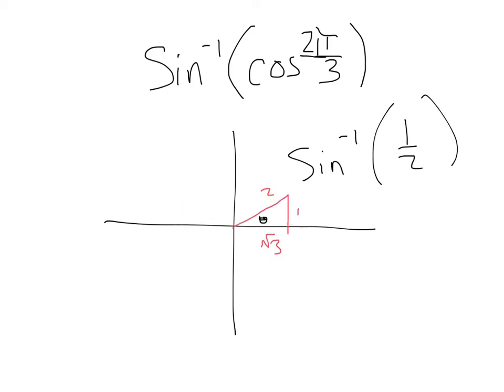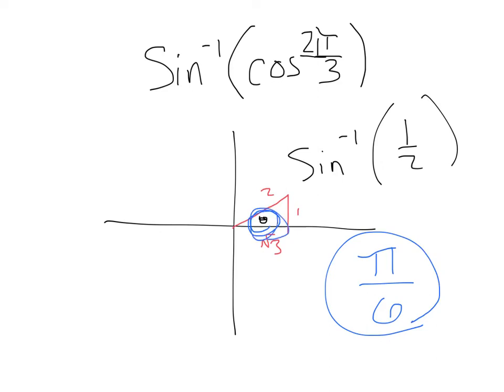After drawing that triangle out, I have my opposite over hypotenuse, 1 over 2. I end up with my triangle in quadrant 1 and another 30, 60, 90 triangle. This time, theta is going to be 30 degrees or pi over 6. And that's going to be your answer because this is the angle we're looking for since we have the sine inverse.